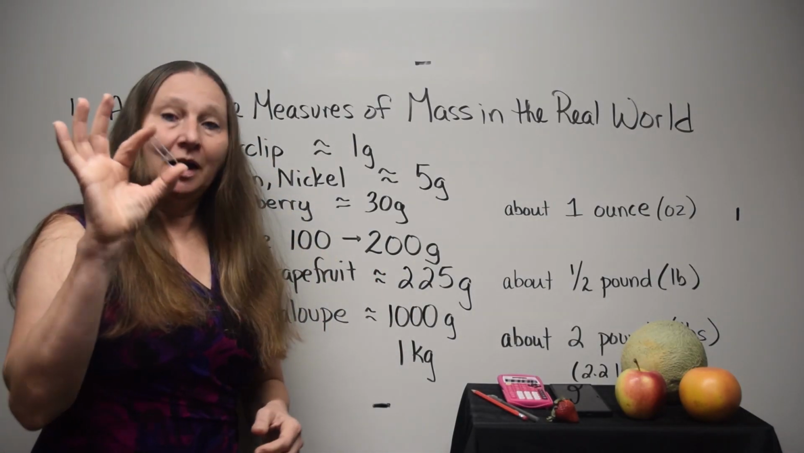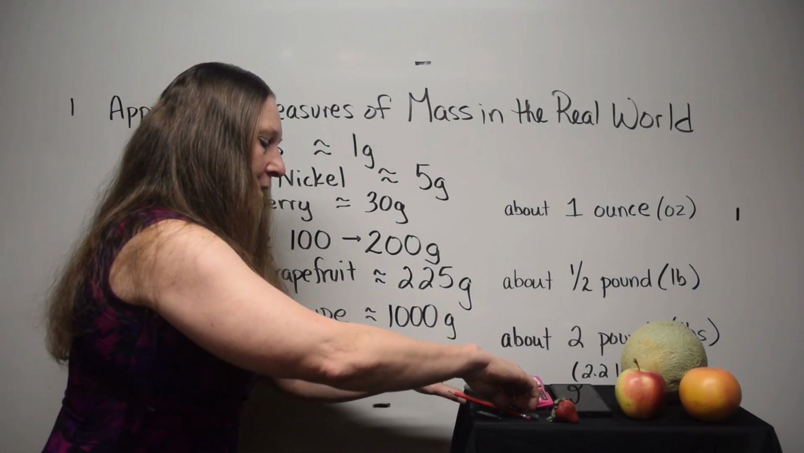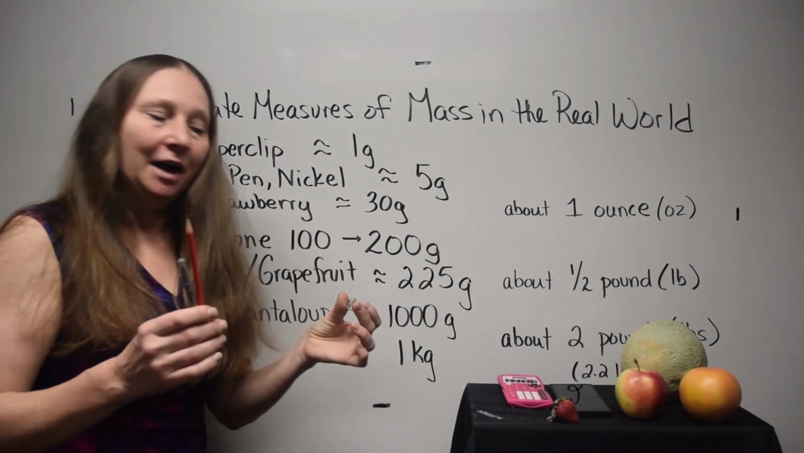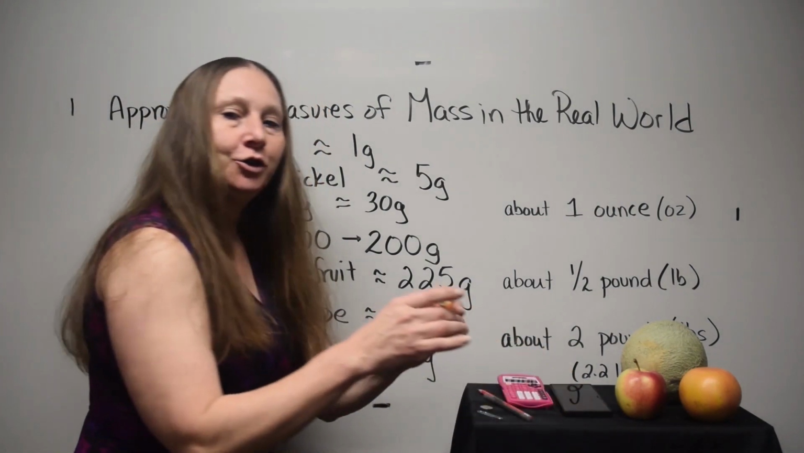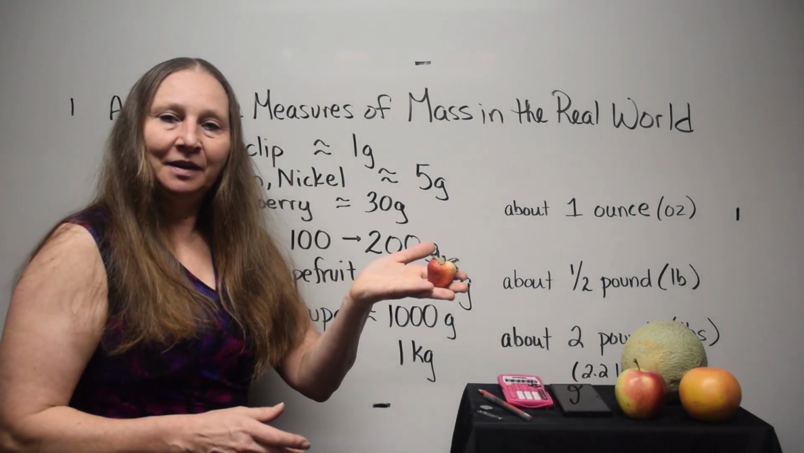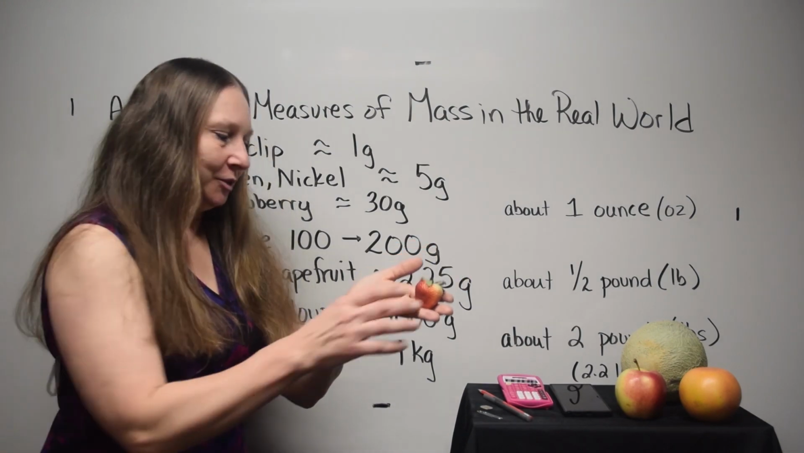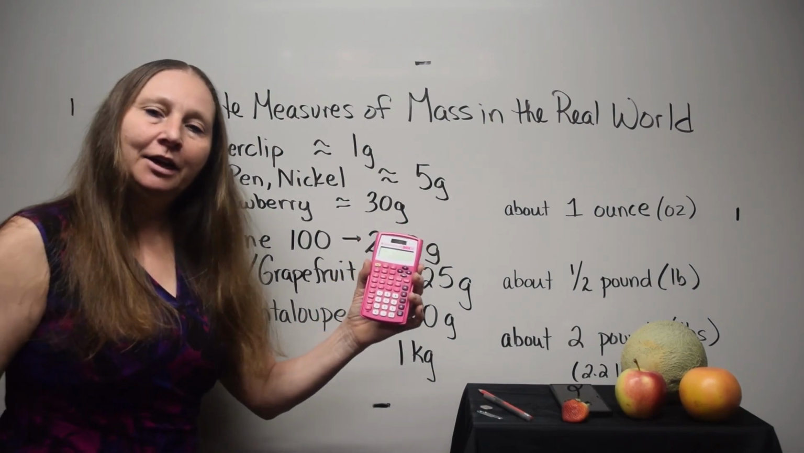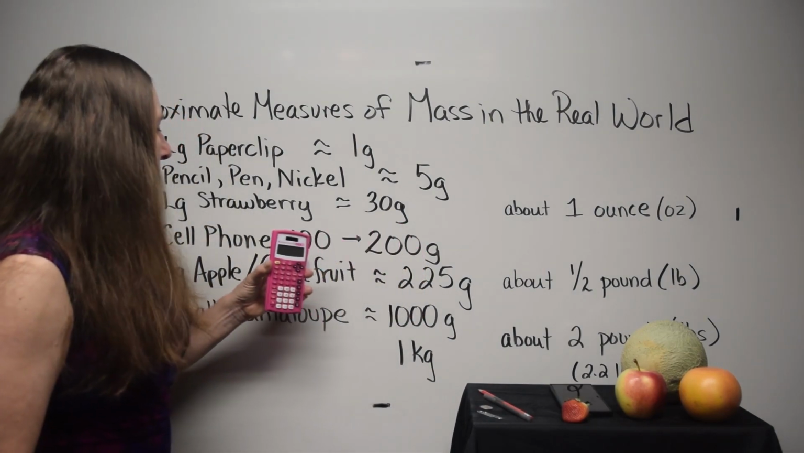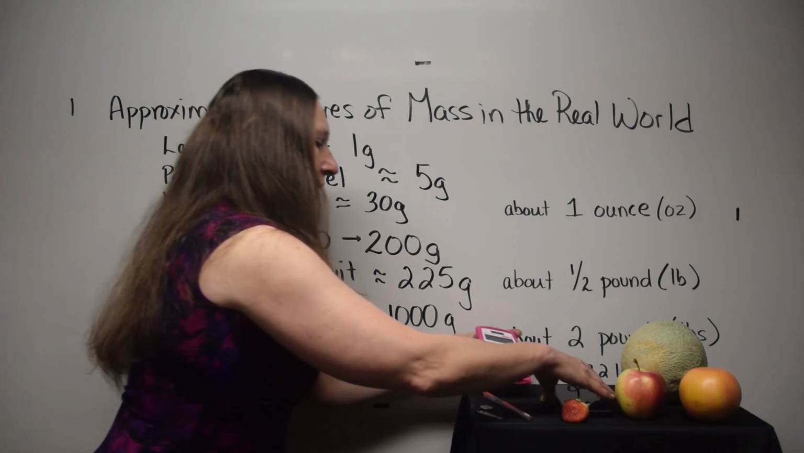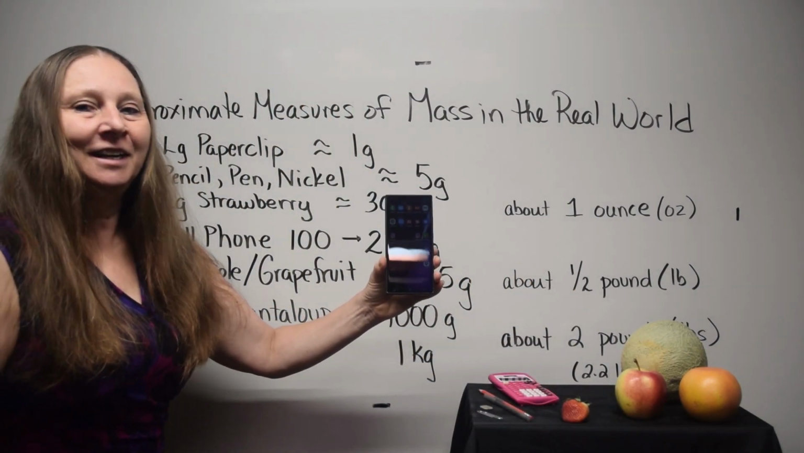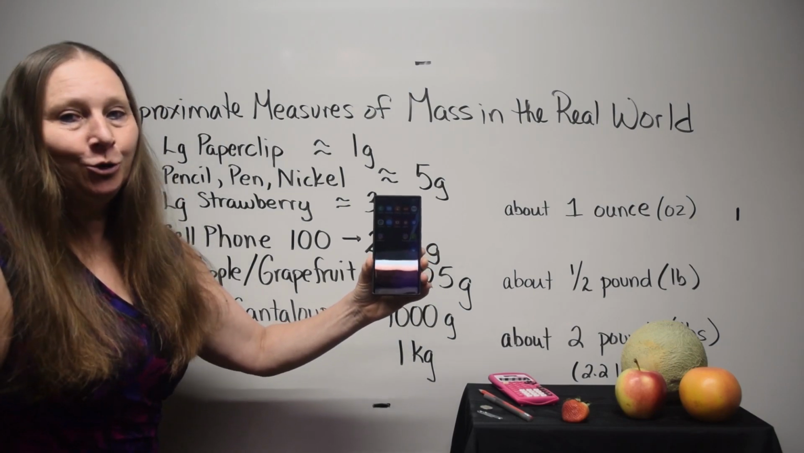Large paper clip, about 1 gram. A pen, a pencil, or a nickel, about 5 grams. A large strawberry, about 30 grams. All right, a regular size handheld calculator or a small cell phone, about 100 grams. A large cell phone or a larger handheld calculator, like a TI-84, about 200 grams.